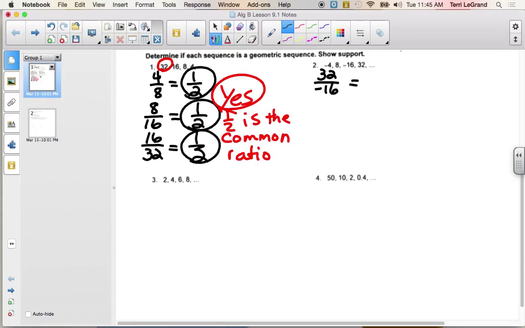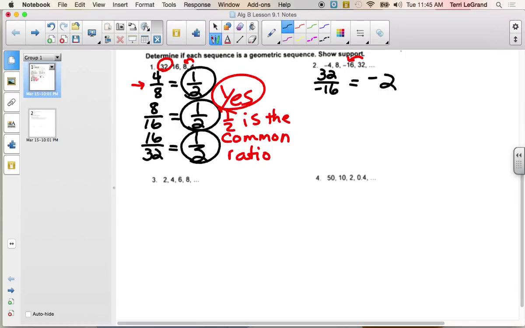Okay, look here, Matt, look at what we did over here. 4 divided by its previous term. We're doing the same thing here. 32 divided by its previous term. What is 32 divided by negative 16? Negative 2.